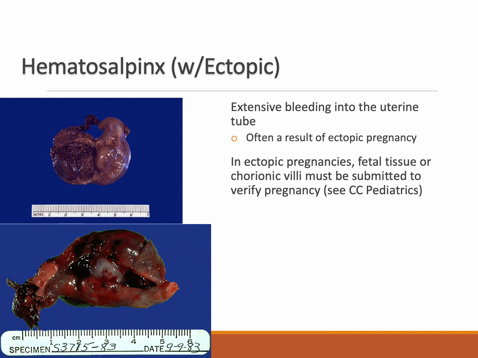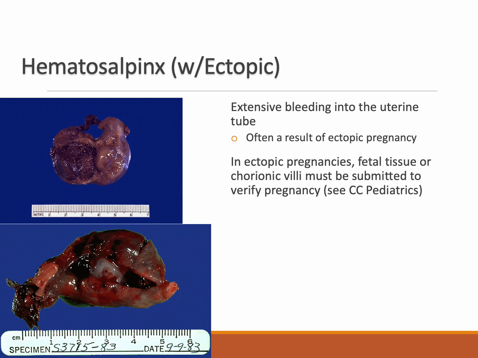There's also hematosalpinx, and this is typically seen with an ectopic pregnancy. Ectopic pregnancies can occur if the zygote implants itself abnormally. Usually fertilization will happen at the ampulla of the fallopian tube, and ideally the zygote or the fertilized products will make their way into the endometrial lining. That might not always be the case, and you might get implantation in the fallopian tube. This is more common in individuals who have endometriosis or any sort of endometrial tissue there.